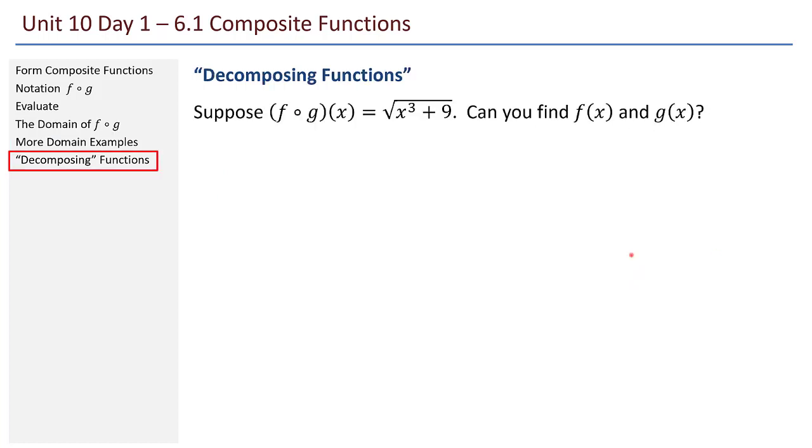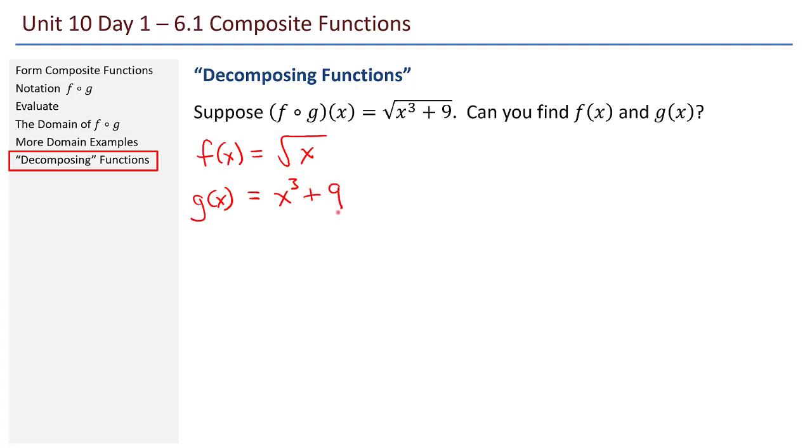All right, our last idea is decomposing functions. Sometimes you start with a composition and you want to figure out what were the original f and g. So here's an example. Suppose f of g of x is the square root of x cubed plus 9. So what were the f and g? So f is the outside function, and g is the inside function. So f gives us the overall shape of it. So a good choice might be f of x equals the square root of x, because overall this looks like a square root. And then what's on the inside? g of x as the inside function could be x cubed plus 9.